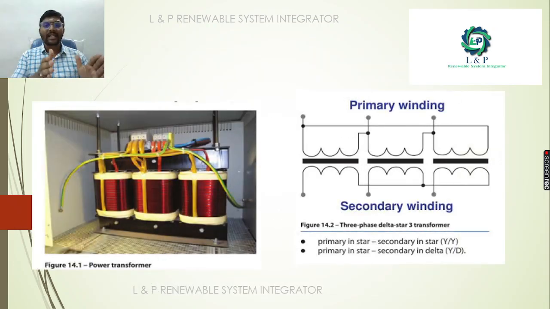Okay, so this is an example of a power transformer. As we told earlier, it will have a primary winding as well as a secondary winding. This is an example of a three-phase delta star transformer. Means its primary side is in star, whereas the secondary is also in star, if it is a YY configuration. If it is a YD configuration, then the primary will be in star connection, whereas the secondary will be in delta connection.